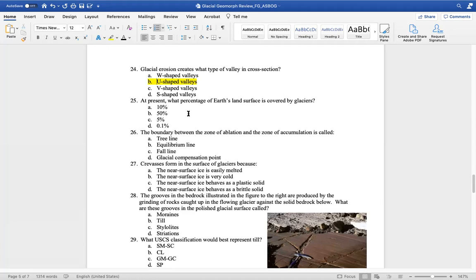Antarctica is essentially mostly covered by a continental glacier. So I definitely don't think it's very small, but I also don't think it's very large. This really is just a recall question, but you can reason through it. It's not going to be significantly large, like 50%. It's also not going to be extremely small, like 0.1, but the answer is 10%.